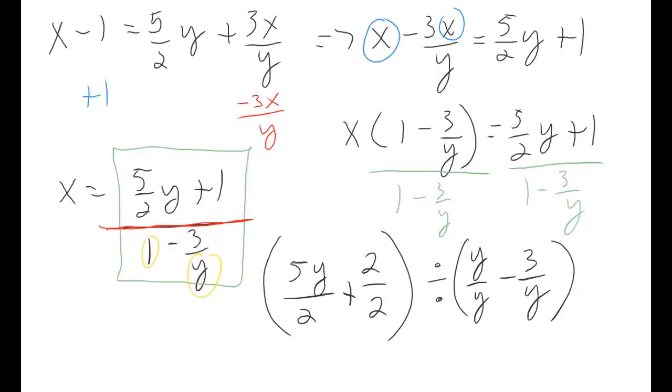5y plus 2 all over 2. And then I'm going to turn this into a times, so I'm going to flip this one. So it'll become y over y minus 3. So times y all over y minus 3. Now there's nothing in common anywhere here, and it's not an add or subtract, so I don't care about its denominator, so I just multiply straight across.